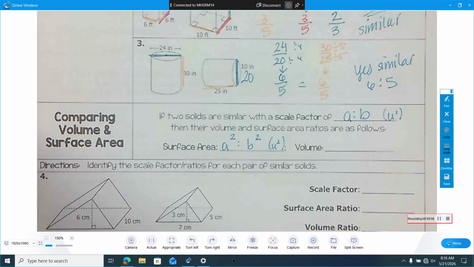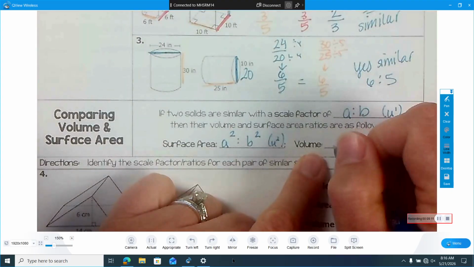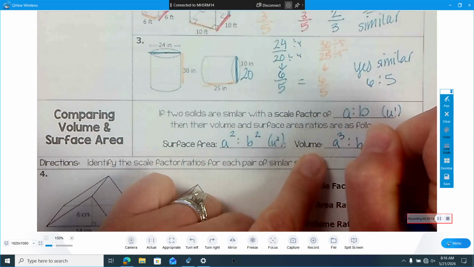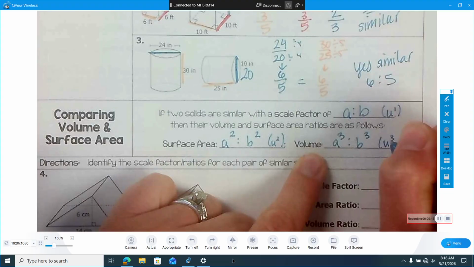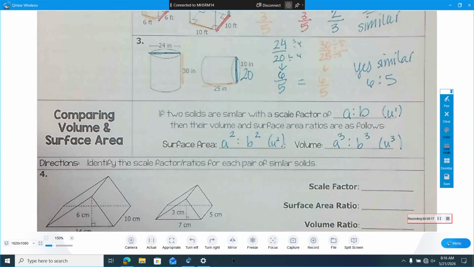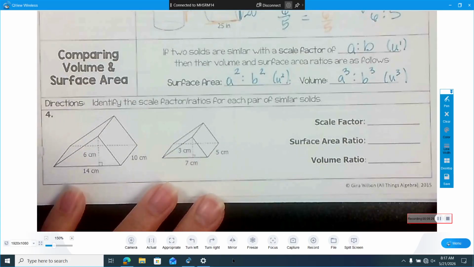What do you suppose the ratio for volume is? Yeah, A cubed to B cubed. Again, units cubed for volume. So we get to cube our linear scale factors. Does that seem to make sense to you? When you think about it, it's kind of nice and shouldn't be too hard to remember.